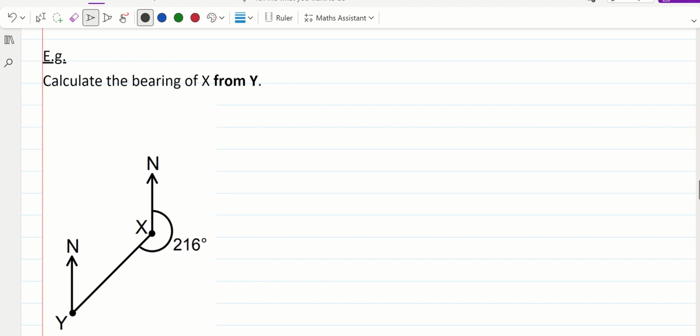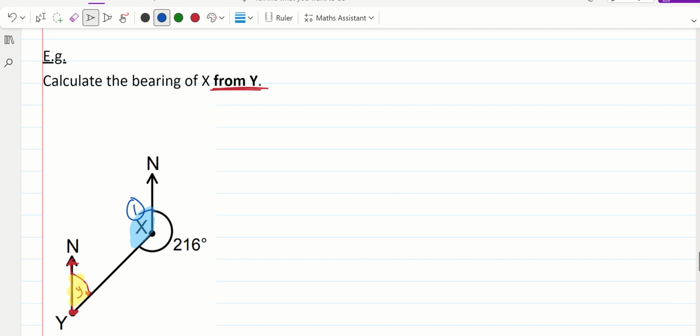Calculate the bearing of X from Y. Again, I am starting from Y. I draw the north line. I move clockwise from the north line, and that's the angle I want, angle Y. Well, I know that the angle Y, the one that I want, and this one here add up to 180, which means that my step 1 will have to be to find this angle X.